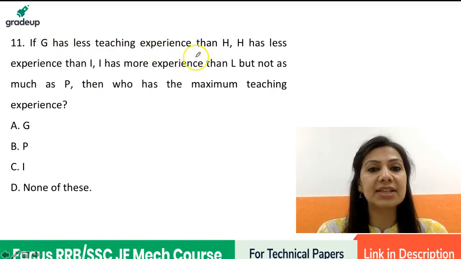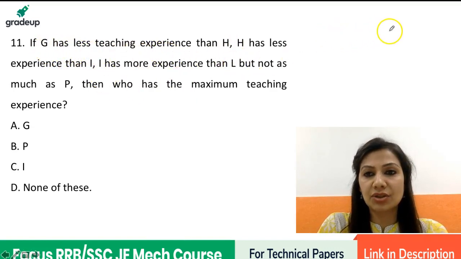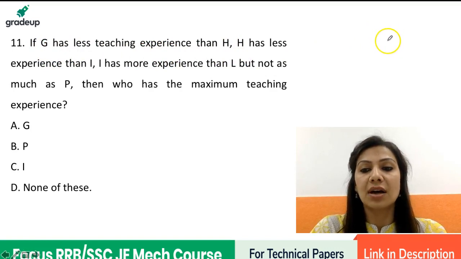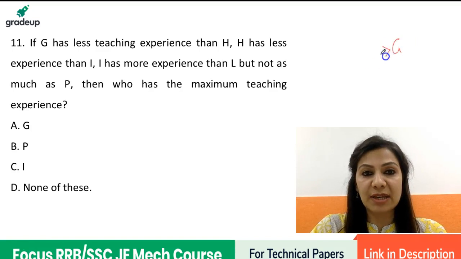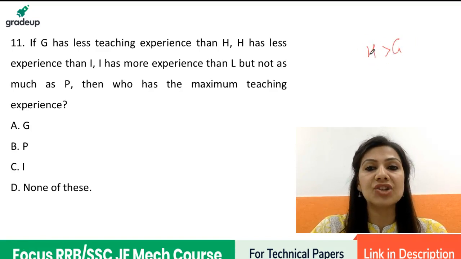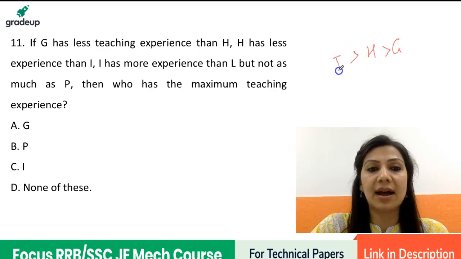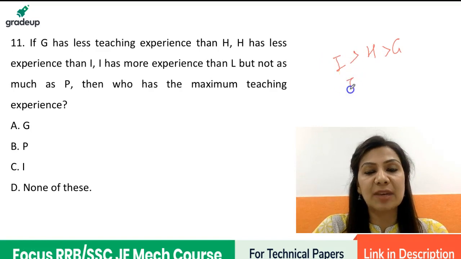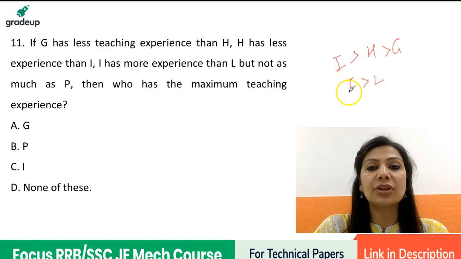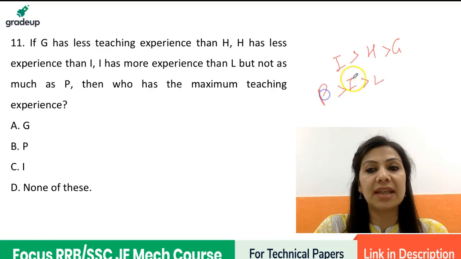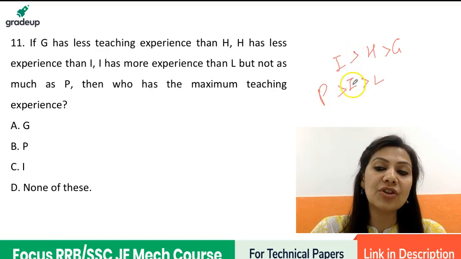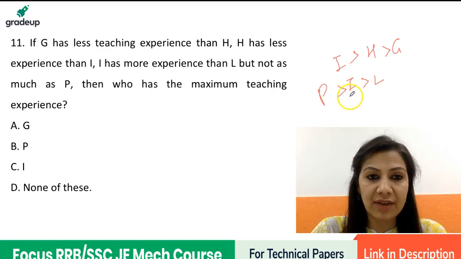If G has less teaching experience than H, so this is the comparison of ranking we can say. So G is having less teaching experience than H, and H has less experience than I. I has more experience than L, but not as much as P. That means the experience of I is less than P. This is what we have given.